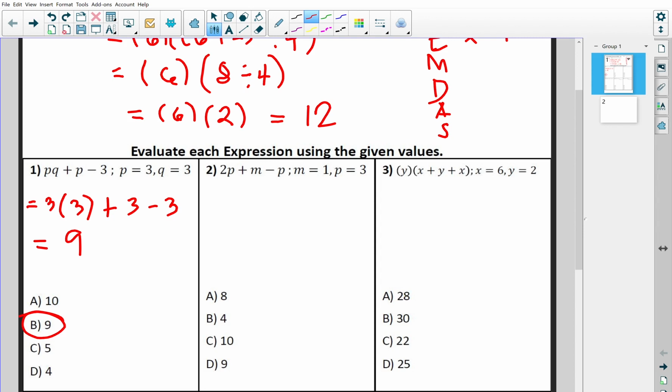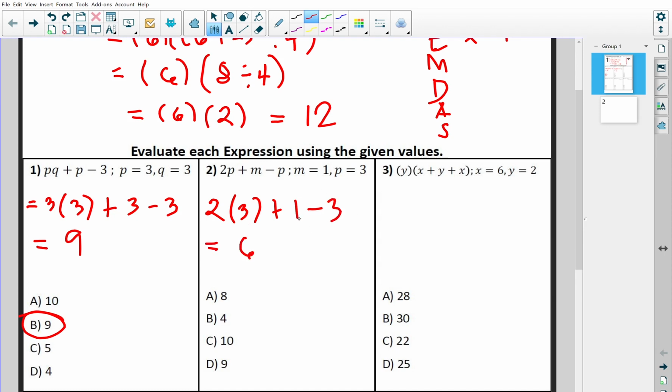All right, let's try number 2. You have the problem 2 times p plus m minus p. 2 times the value of p, which is 3. I write parentheses here because of the operation between 2 and p. M is 1, minus p, which is 3. Following the PEMDAS rule, 2 times 3 is 6.